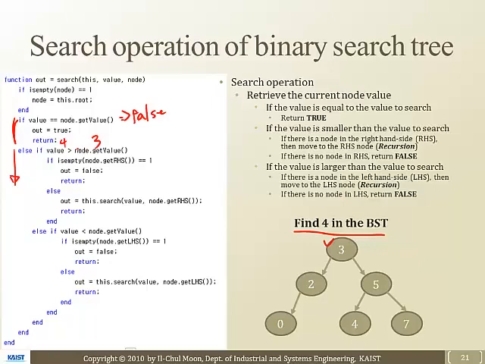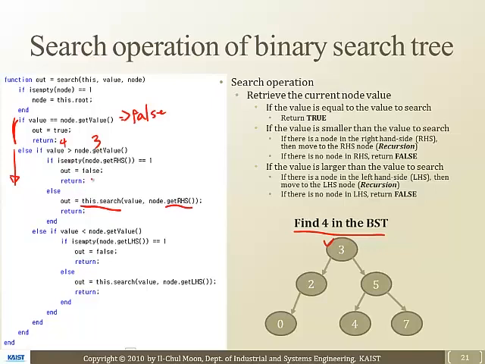It means that 4, if there is any, must be somewhere in the right hand side of this 3, right? And because of that, we are calling get right hand side, and this search operation keeps going. So this is another recursion. It's a recursive idea, right?